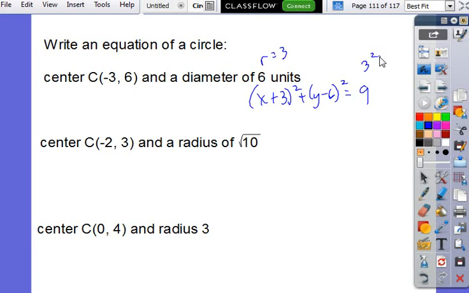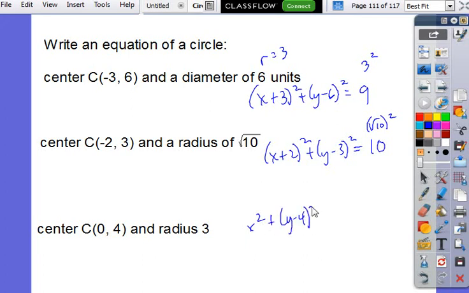If we have something like this, I know it's going to be (x + 2)², (y − 3)², and then equals just 10. Why is it just 10? Because that square root and the square cancel each other out. I'm doing the square root of 10 squared. If I got a 0, I know automatically that's either x squared or y squared, wherever it's at. Since that one's in the x spot, that's just going to be x squared, (y − 4)² = 9. We should be good with that right there.